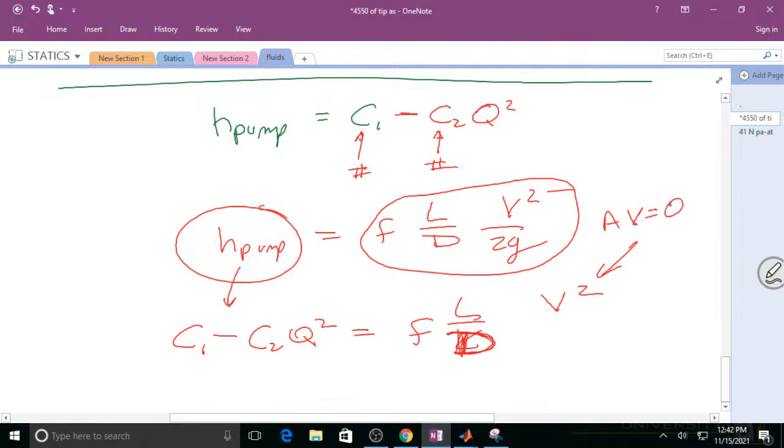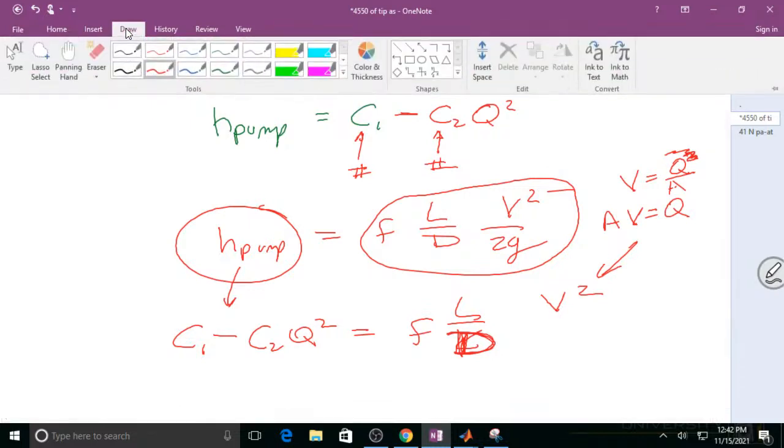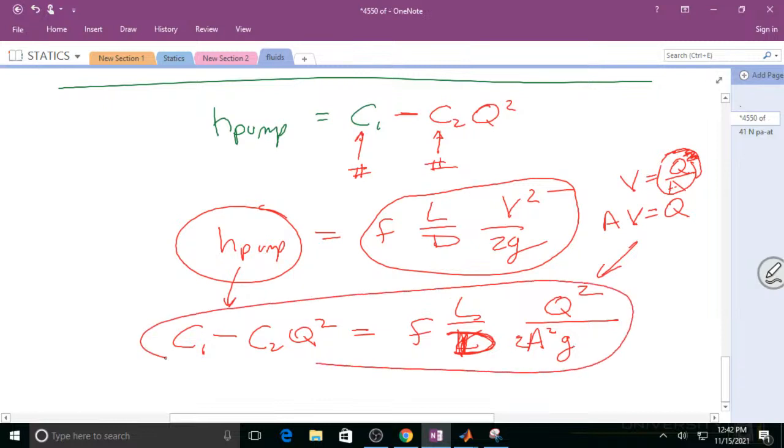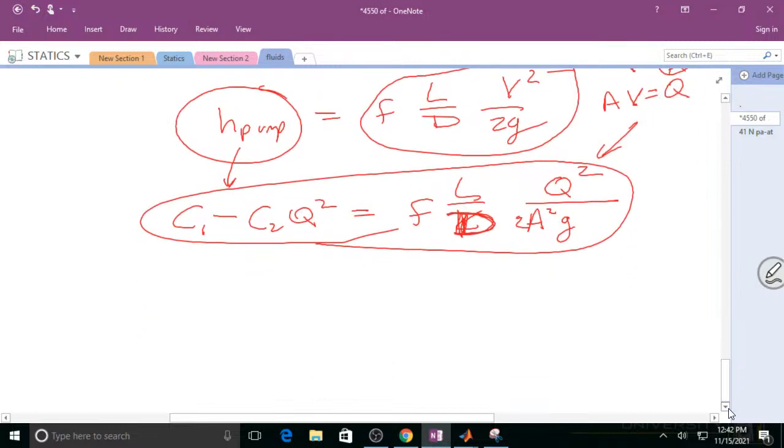AV is equal to Q, which means V is equal to Q over A, which means I can take that out, and I can put a Q squared over an A squared, because I have a square here, and a 2 and a g. So already you see something interesting is you can do this.